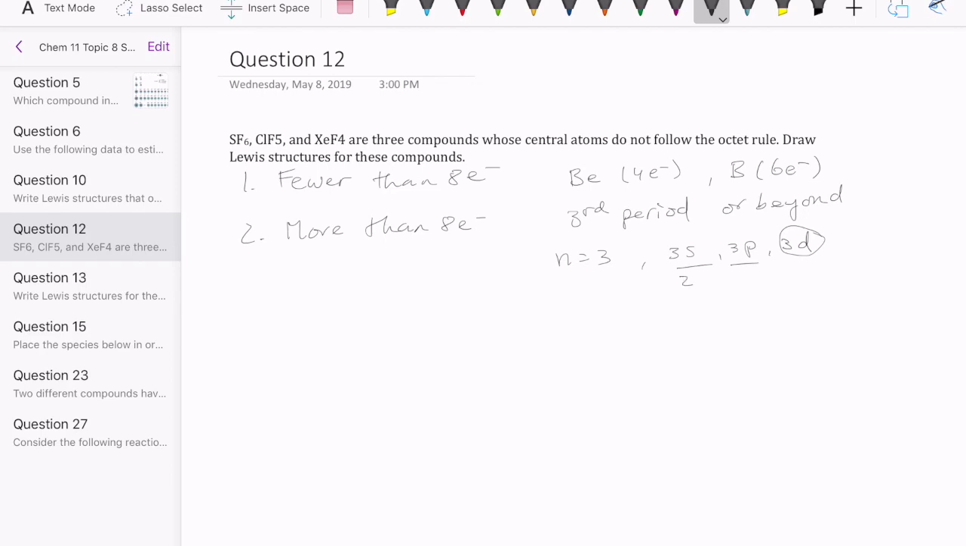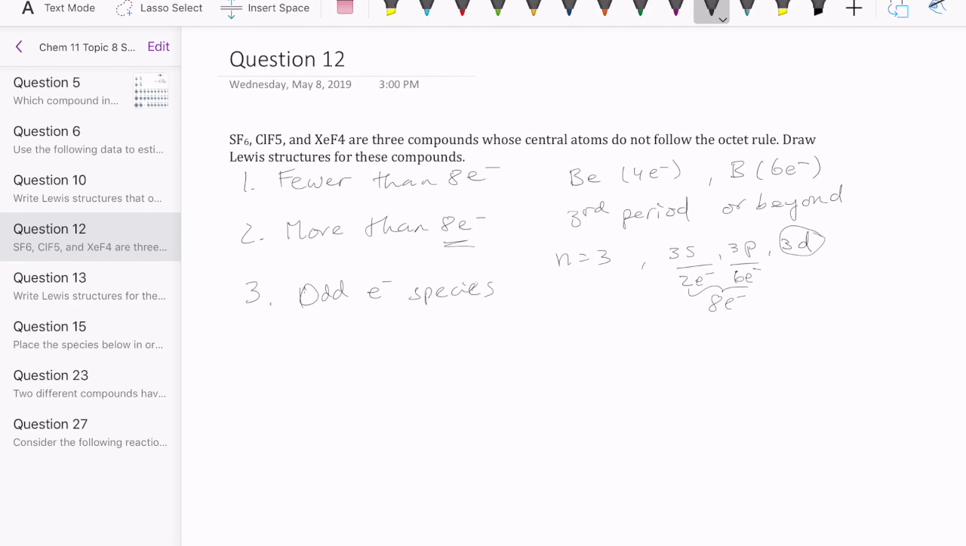Since you already have 2 electrons in the s and 6 electrons in the p, you already have 8 electrons. So if you add some more, you're going to have more than 8 electrons. Anything on the third period or beyond would be a candidate for having more than 8 electrons. And then the last one is radical species or odd electron species. We cannot use Lewis structures to draw these species, but they do exist.